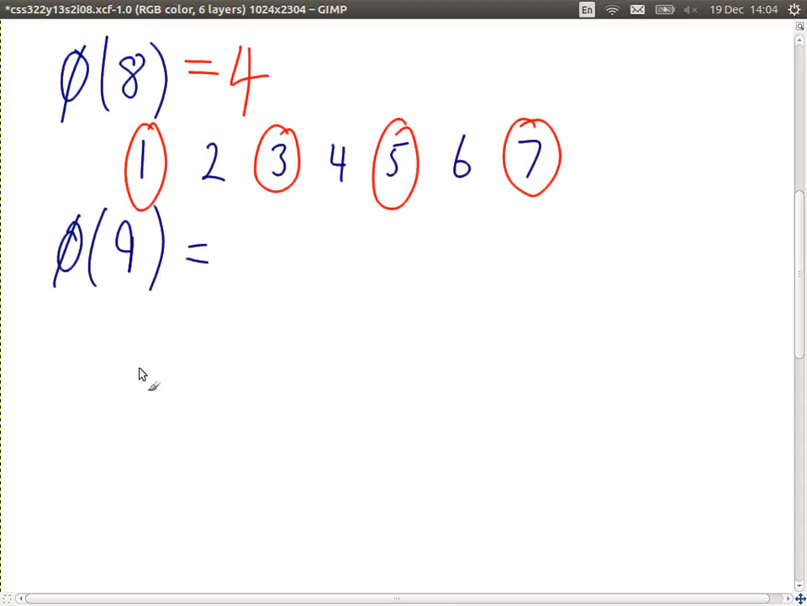So the long way to solve is to find the numbers from 1 up until 8, 9 minus 1, check whether they're relatively prime with 9, and then count how many are. One up until 8, are they relatively prime with 9?